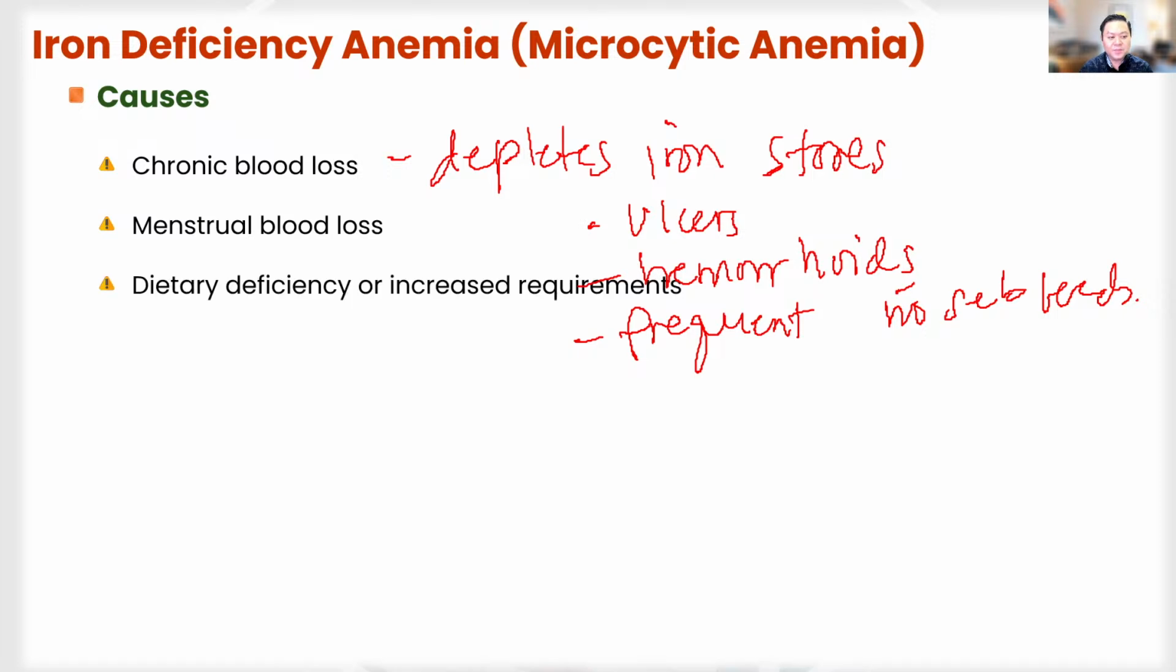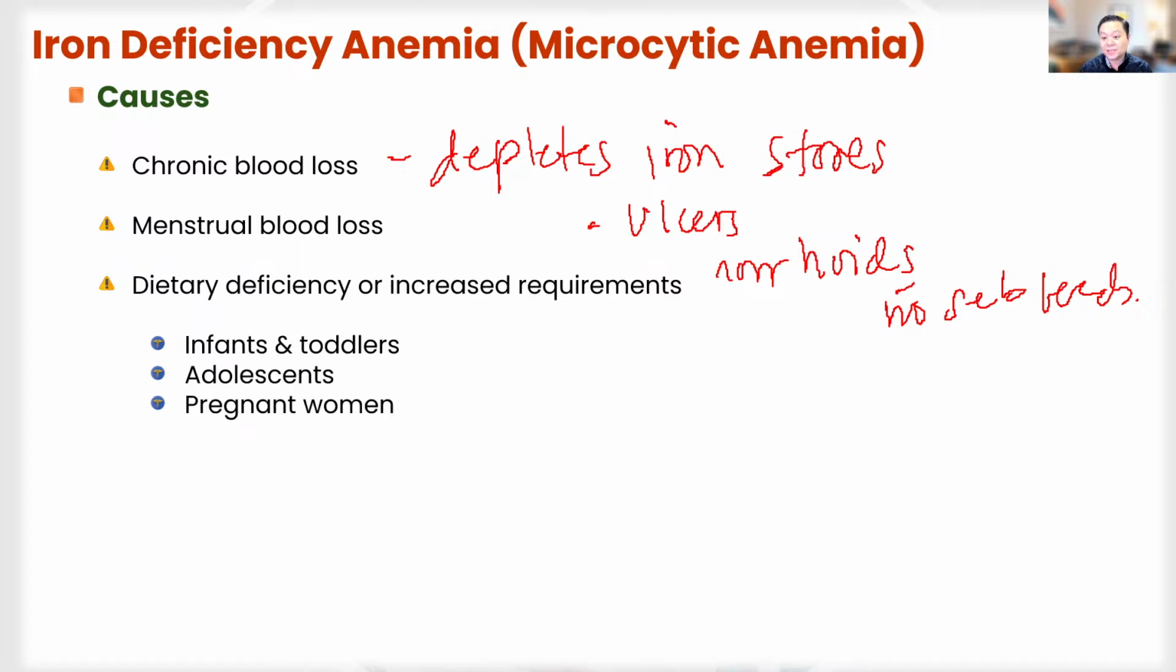And for those people that may have some deficiency in their dietary intake of iron, of course, or if there is an increase in the need to take in iron during those years, especially for infants or toddlers, or for pregnant women, there is an increased requirement in taking in iron. So please take note of these age groups: infants, toddlers, adolescents, and also pregnant women. They are prone to developing iron deficiency anemia.